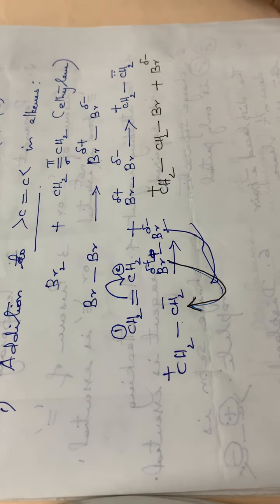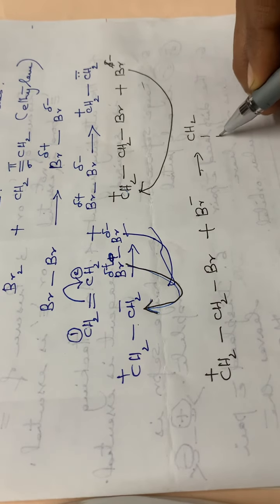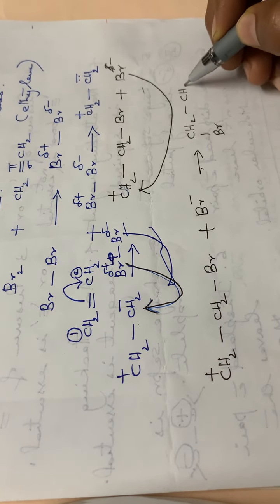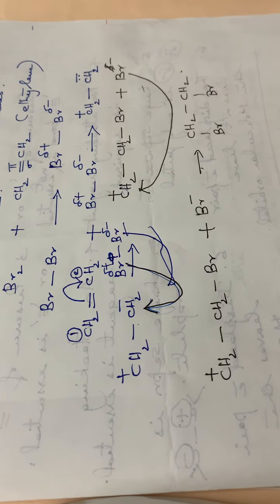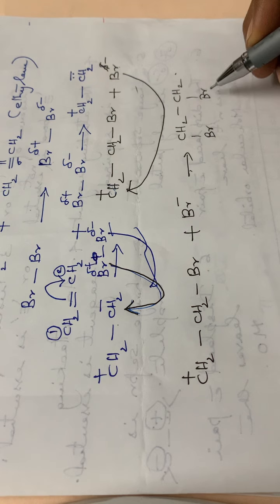So here it is not a slight positive charge, so it becomes Br negative. Then in the next step, this Br negative will be added to this CH2 plus. That means CH2 plus single bond CH2 single bond Br, plus Br minus, giving CH2Br single bond CH2Br. Okay, so this is the compound.